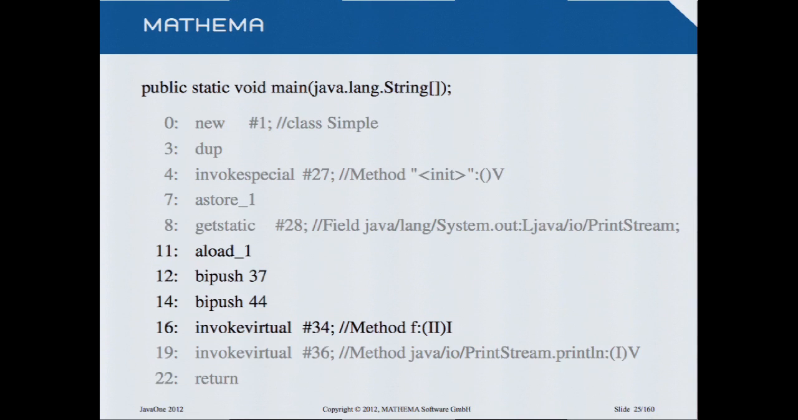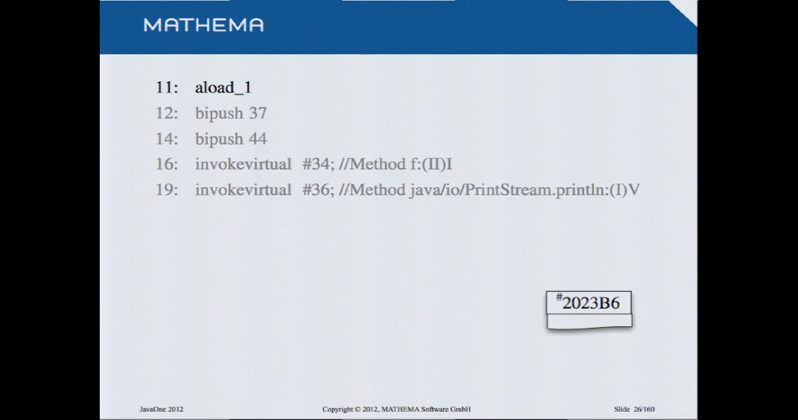We will take a look what happens if we run our code from instruction 11. So first we load from somewhere an address, and we put the address on the stack. Then we push the value 37 onto the stack, then the value 44, and then we call the method f. The method f is from the class Simple, and because we are in the class Simple, the main routine is in the class Simple, we don't need to say where to find it, because the bytecode, the class says use this method.